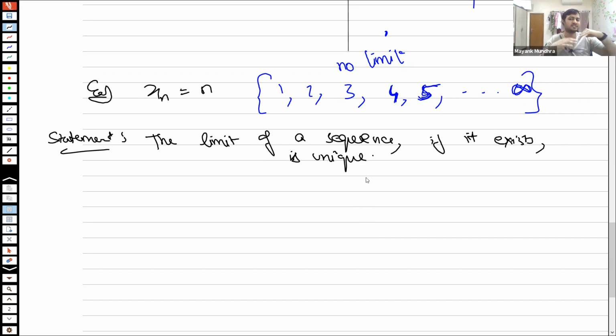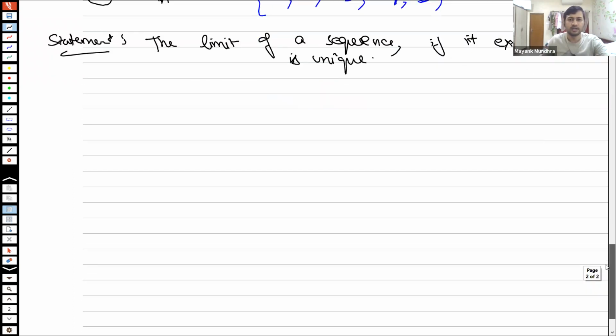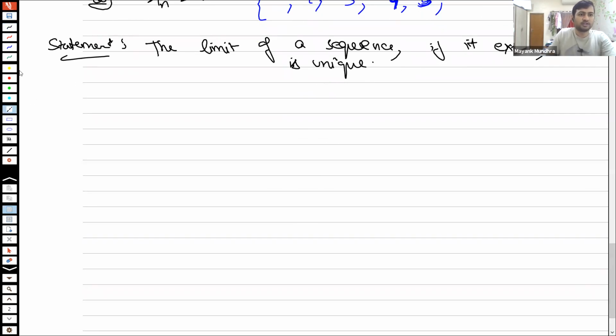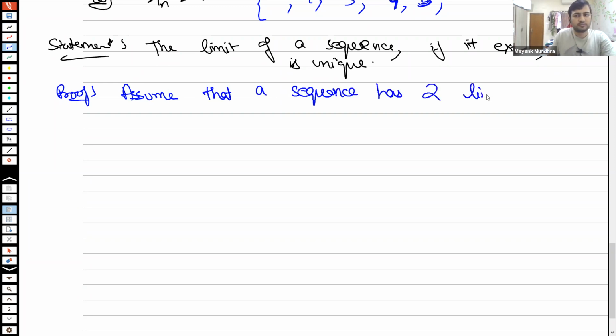It means that if the sequence has a limit, there will be only one limit. You cannot have two different numbers as the limit of that sequence. So let's prove this by contradiction. How do I prove by contradiction? The proof will work like this: assume the contrary. So assume that a sequence has two limits. So the statement says that if a limit exists, it has only one limit, it cannot have two limits. So let's assume that there exists a sequence which has two limits.